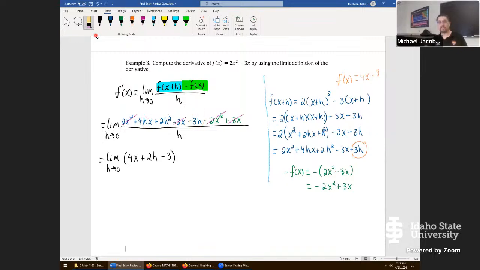Let's take off a few of those so it doesn't look too busy. Last thing that happens is h goes to 0 right here. That's the direct substitution step. And that means we're done. We can drop the limit and say it's 4x minus 3. Double checking what we said before. Yep, we hit 4x minus 3. And that's the whole problem.